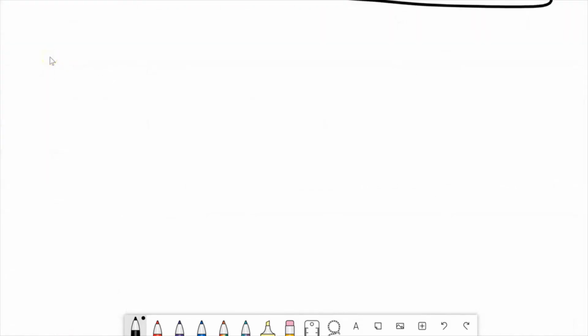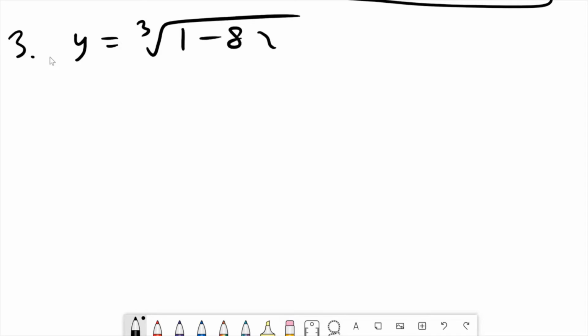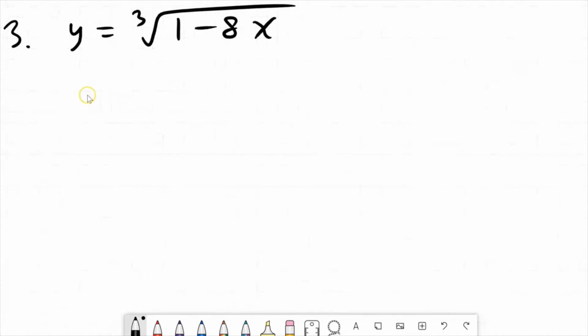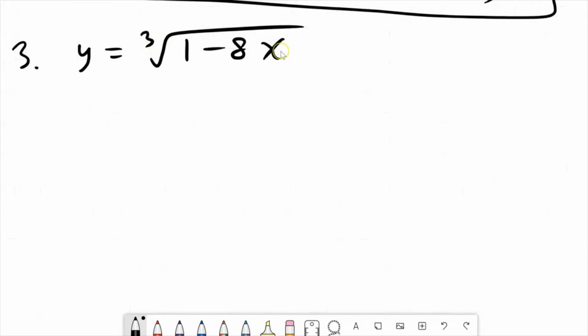Number 3. y is equal to the cube root of 1 minus 8x. And here we go. This is a complicated looking function because a cube root, we don't really see cube roots or square roots that much, especially because it's the chain rule.